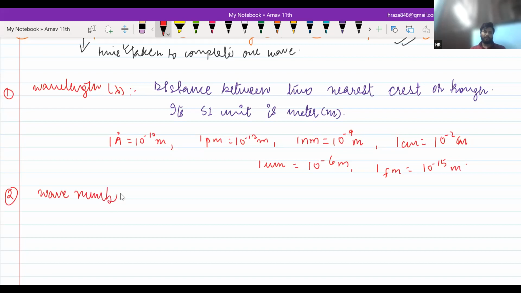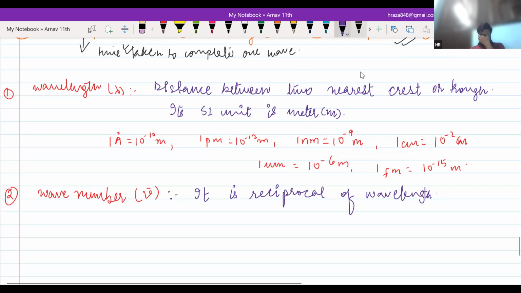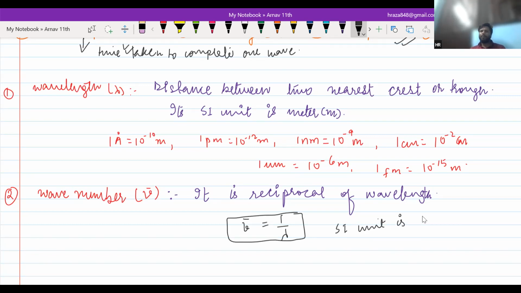Now the next term is wave number, nu bar. It is the reciprocal of wavelength, and we can have a formula here. Nu bar is equal to 1 by lambda. So the SI unit we can write is 1 by meter, or per meter, or meter inverse. So this is the second term, wave number. Please write it.